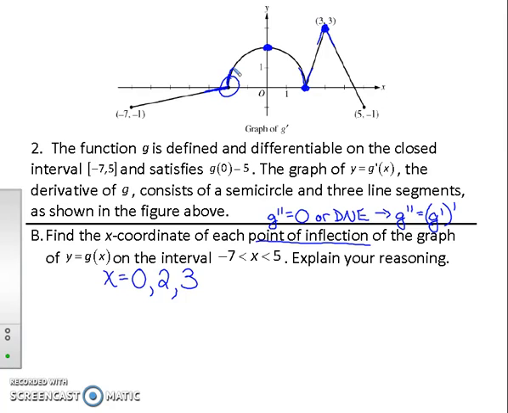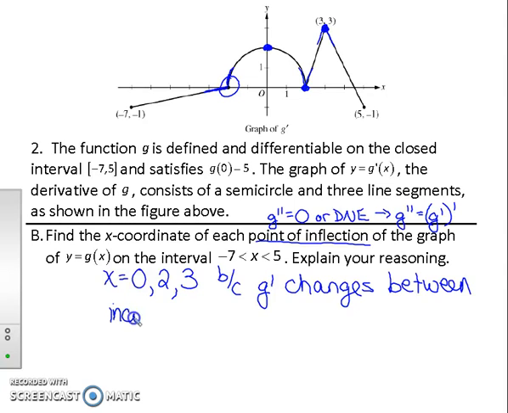So I've identified my 3 places as x equals 0, 2, and 3, but then it also says to explain your reasoning. That involves some words. You have to actually write some words explaining why you chose these 3 points. So you could very easily say, because G prime changes between positive and negative slopes, or between increasing and decreasing at these points. Either of those phrases would be fine.